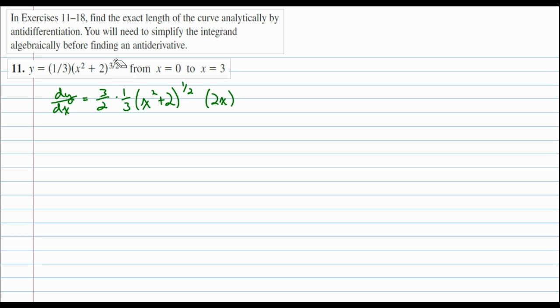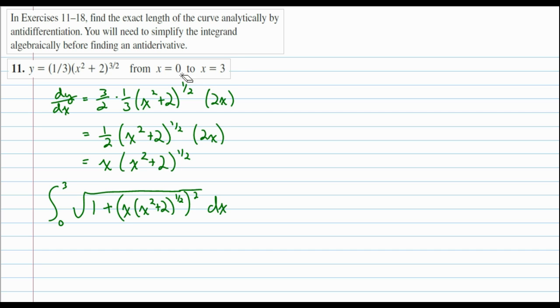So the derivative, I take the 3 halves, put that down as a coefficient. Now the exponent is 1 half, but of course chain rule says I'm going to have to multiply by the derivative of x squared plus 2, which is 2x. Now I can simplify those coefficients a little bit more, and then now I have an easier derivative to work with inside my formula. So my formula for the length of this curve is going to be the antiderivative from 0 to 3 of the square root of 1 plus the derivative I found squared and then dx.